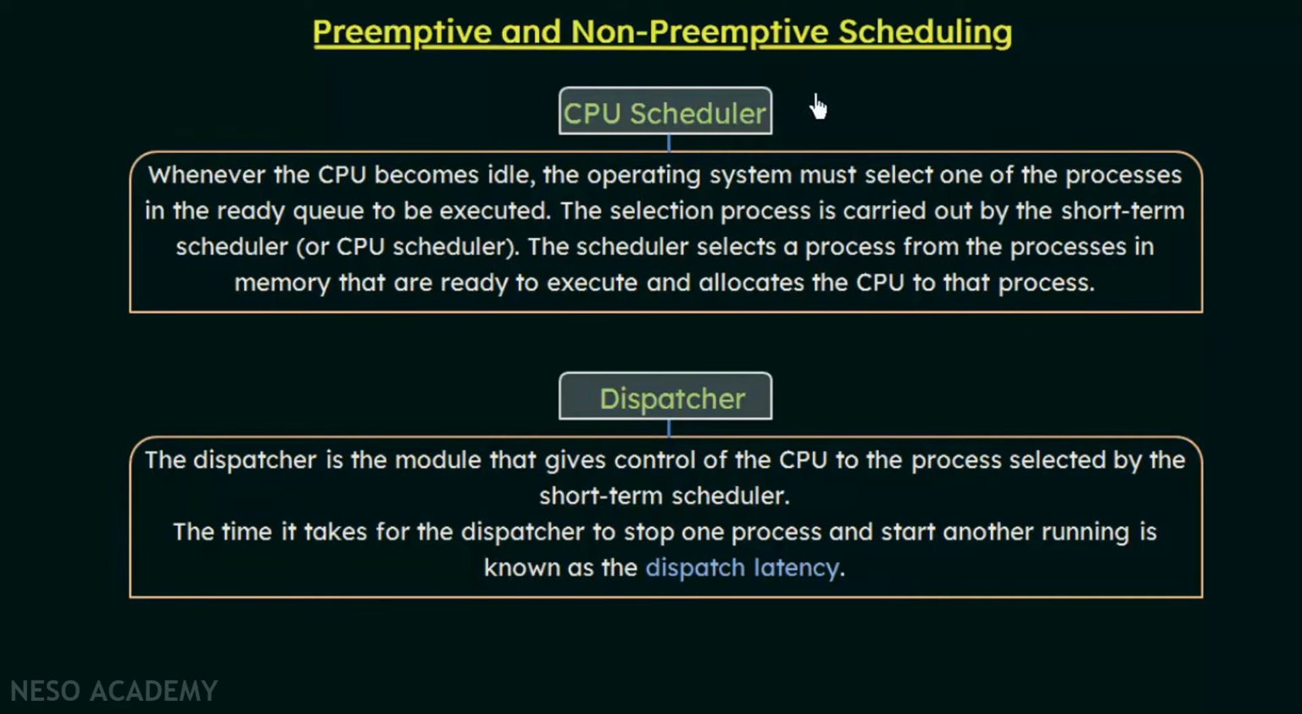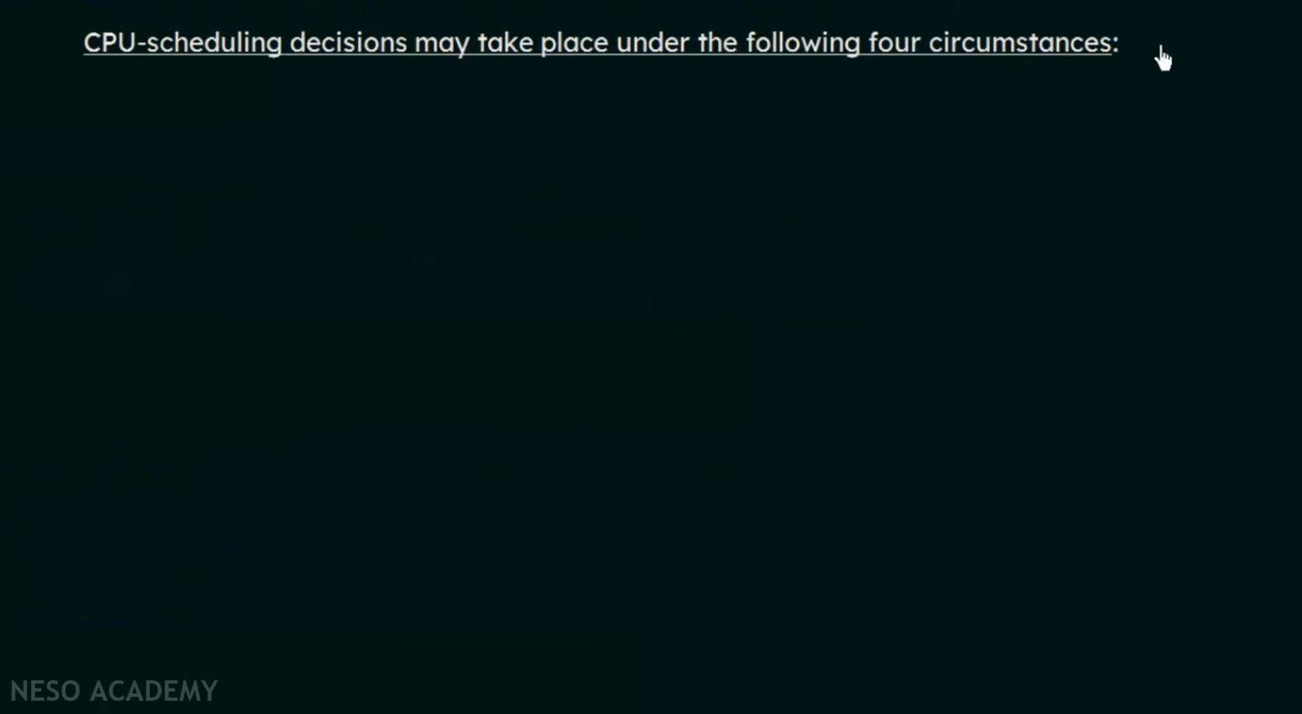Alright, now that we have learned about these two terms, CPU scheduler and dispatcher, let us go ahead and look into preemptive and non-preemptive scheduling. In order to understand them, we need to know that CPU scheduling decisions may take place under the following four circumstances. We will see what these circumstances are, what we mean by these CPU scheduling decisions, and how CPU scheduling takes place in these four circumstances. From that, we can understand the concept of preemptive and non-preemptive scheduling.